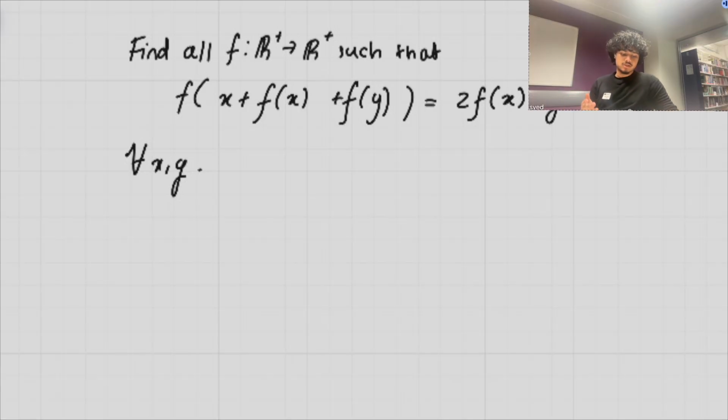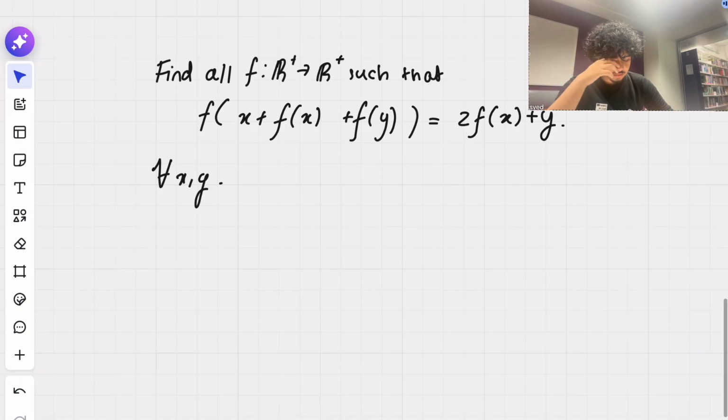A functional equations question, an Olympiad functional equations question. As you can see on the screen, it states: find all functions f from the positive reals to the positive reals such that f(x + f(x + f(y))) is equal to 2f(x + y). So before we actually go into this, we need to see what type of information we're working with.